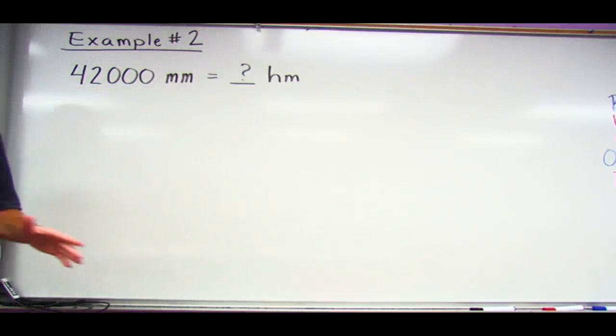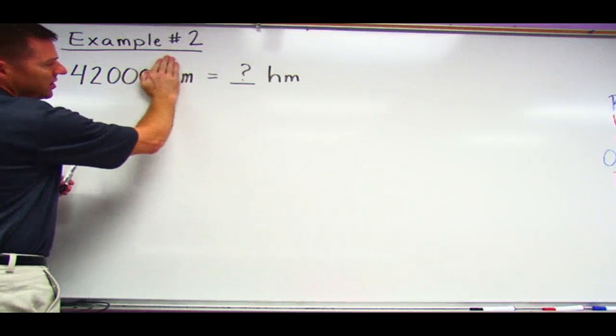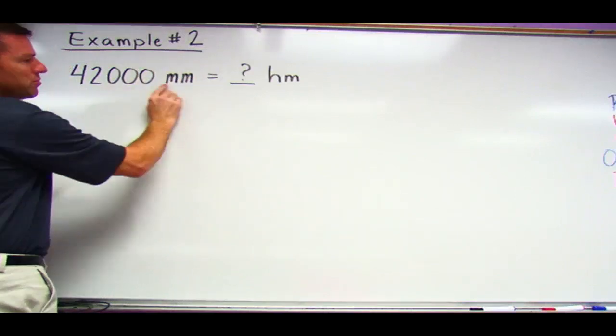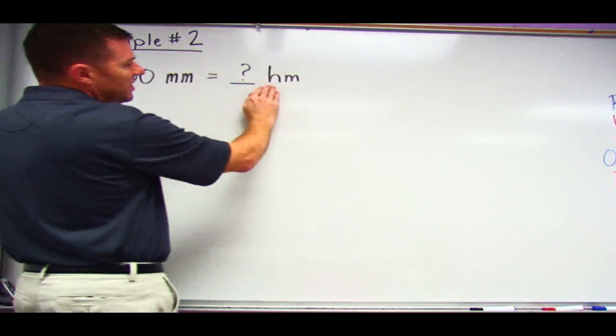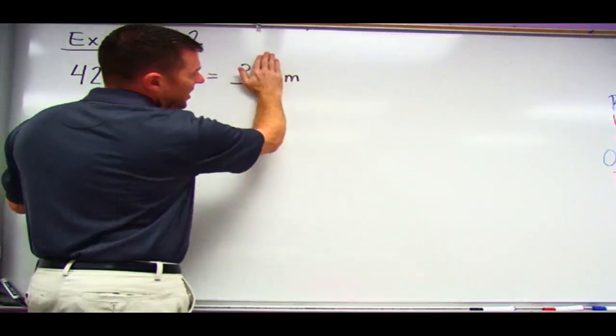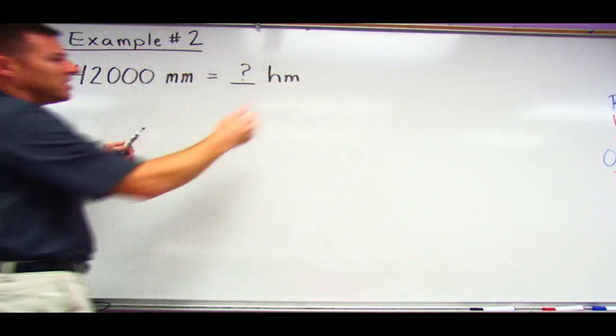And remember, if you ever have a doubt of what your base unit is, just cover the prefix up. You have millimeters right here, cover it up, it's meters. You've covered up the prefix m, which is milli, and it leaves you with meters. Same thing on the other side. You can cover up the h, and it's meters. So that's how you can tell what your base unit is. Just cover up the prefix, there it is.